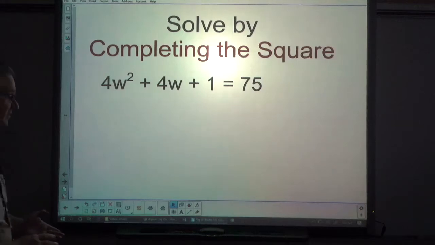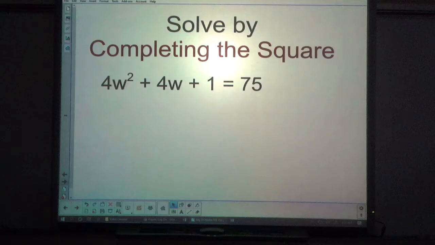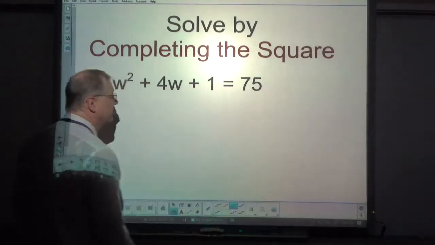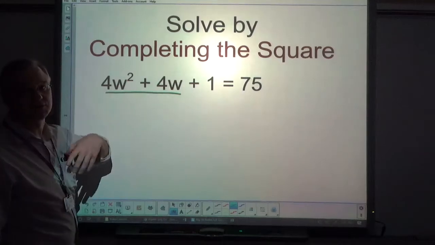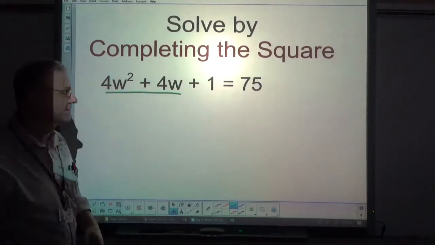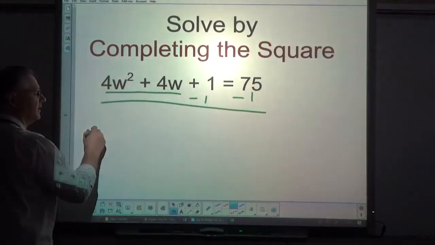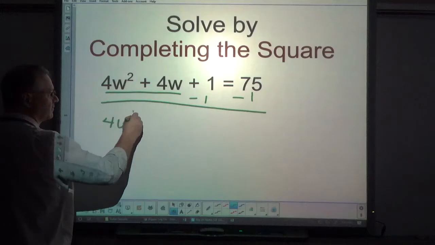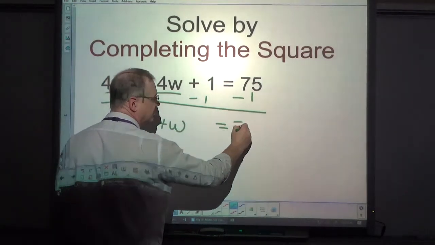So the first step in this process is to not get everything on one side equal to 0. Instead, it's to isolate the variable squared and the variable terms. Now I had x and x squared, w and w squared in this case. So I'm going to subtract 1 from both sides. Now watch this: 4w squared plus 4w equals 74.